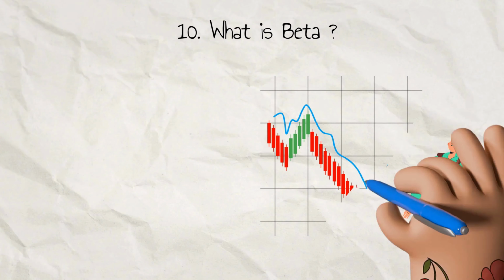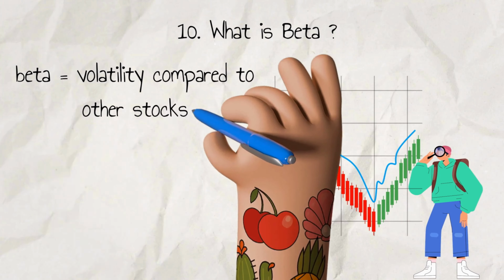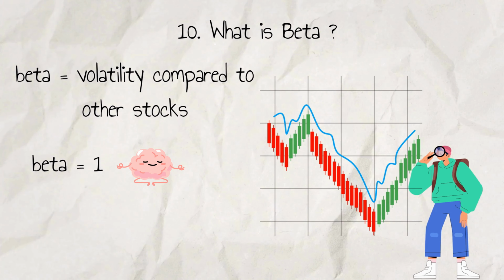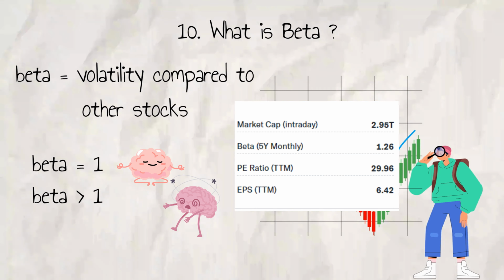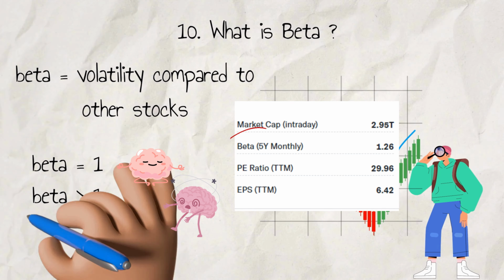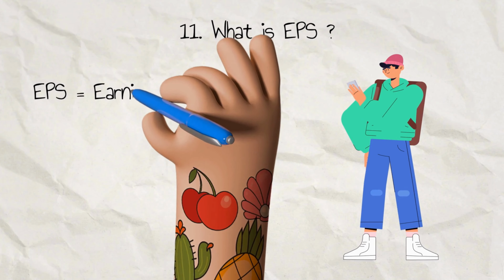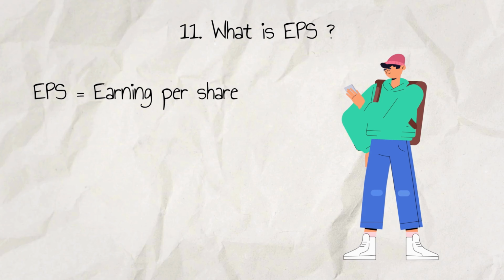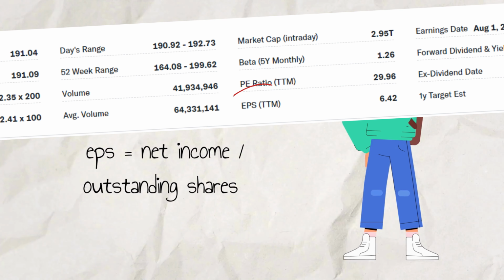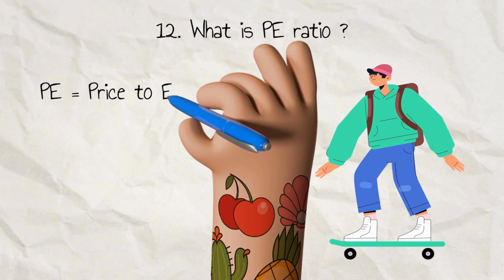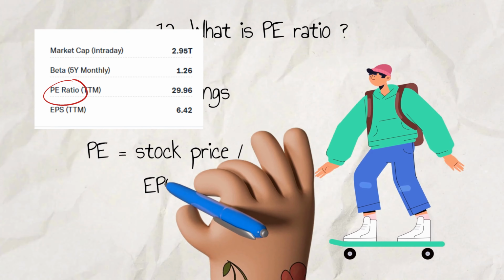Beta is a measure of a stock's volatility relative to the overall market. A beta of 1 means the stock's price tends to move with the market. A beta greater than 1 indicates the stock is more volatile than the market, while a beta less than 1 means it is less volatile. EPS means earnings per share. It is calculated by dividing a company's net income by the number of outstanding shares of its common stock. P/E ratio is price to earnings. It is calculated by dividing a company's current stock price by its EPS.